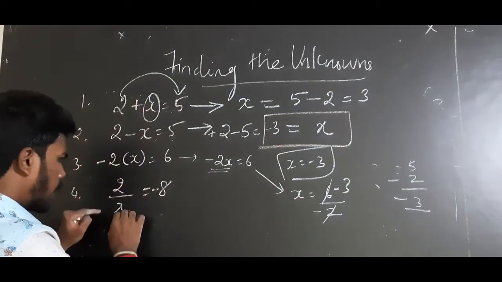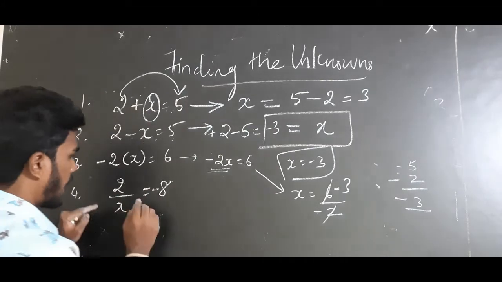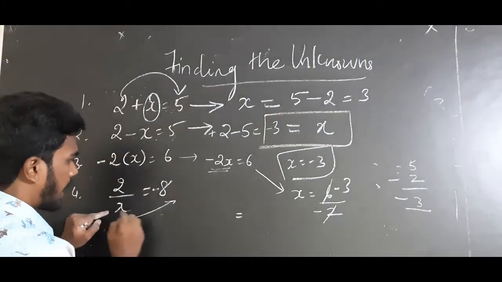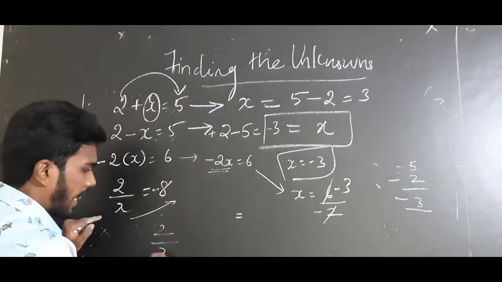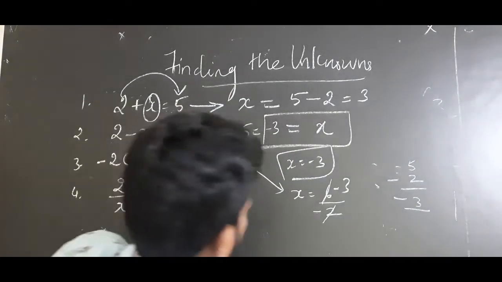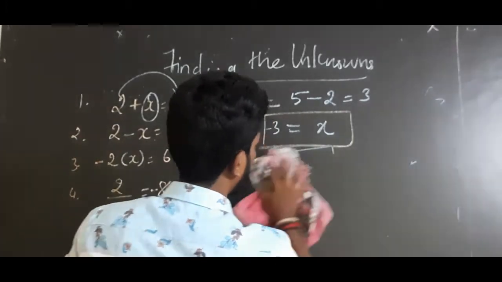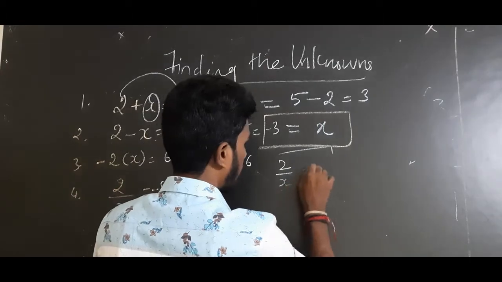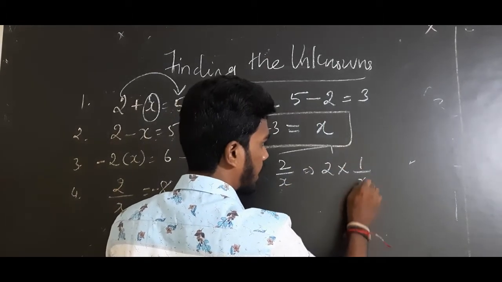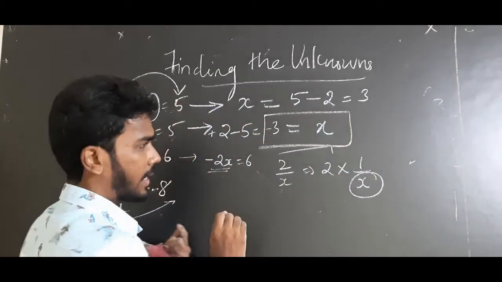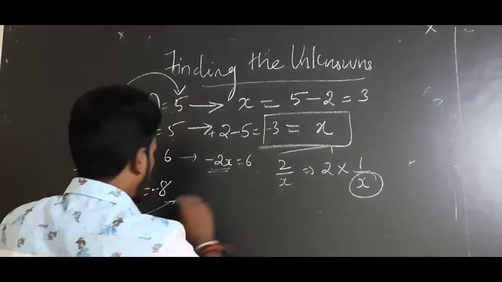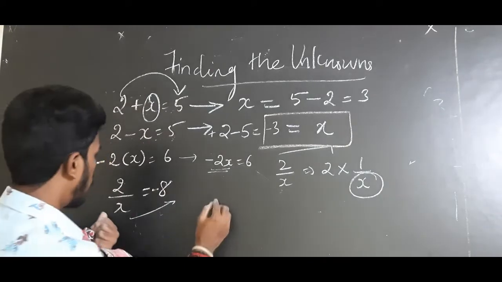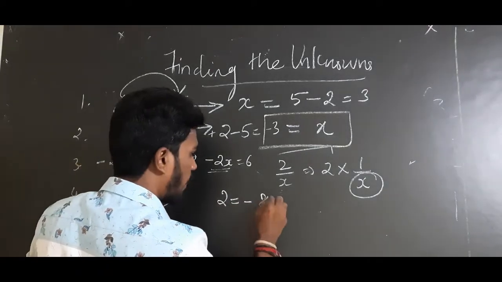Next one, 2 divided by x is equal to minus 8. Again, I need the value of x. So this x will be traveling that side. It is in a divided part. 2 by x can be written as 2 into 1 by x. It means that x is in a divided part. Okay, so this x, when it crosses the equal to sign, turns to be multiplicative. So 2 will be equal to minus 8x, correct?